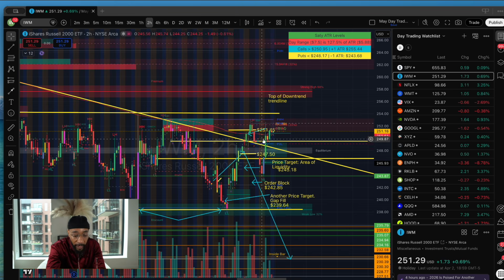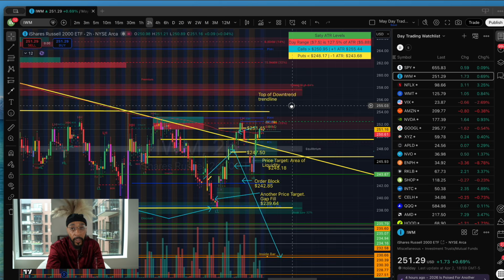It lets me know the direction that we're headed in. It also shows me the ranges that IWM has consistently. I can see the ranges clearly. I can see my order blocks. And so it makes it very, very easy for me to know what's going on.